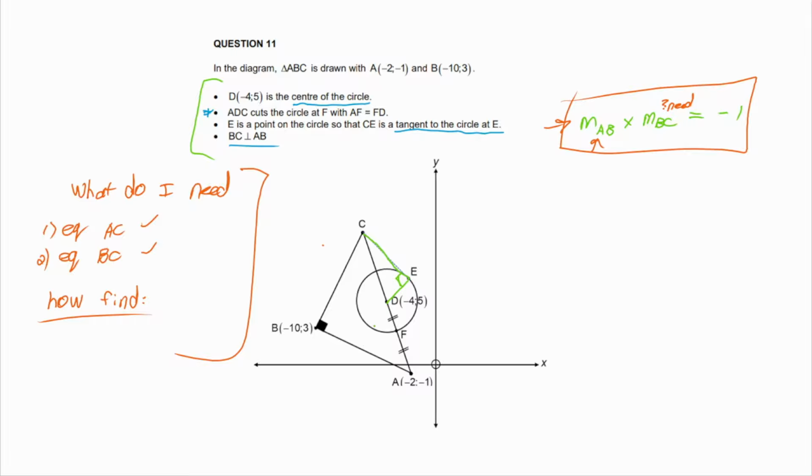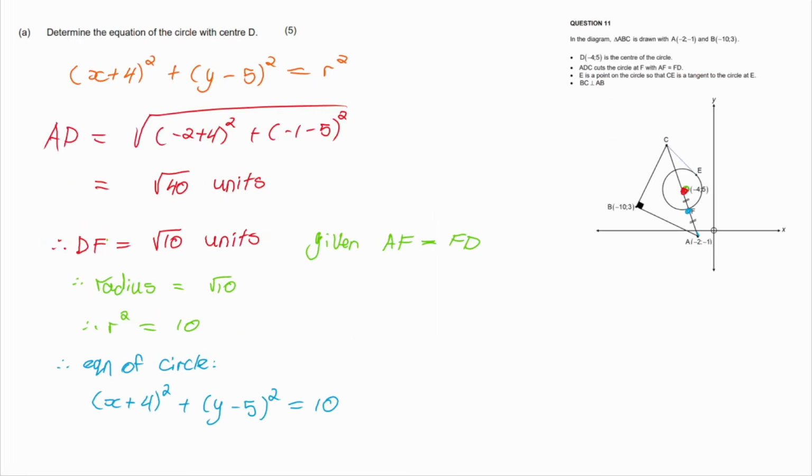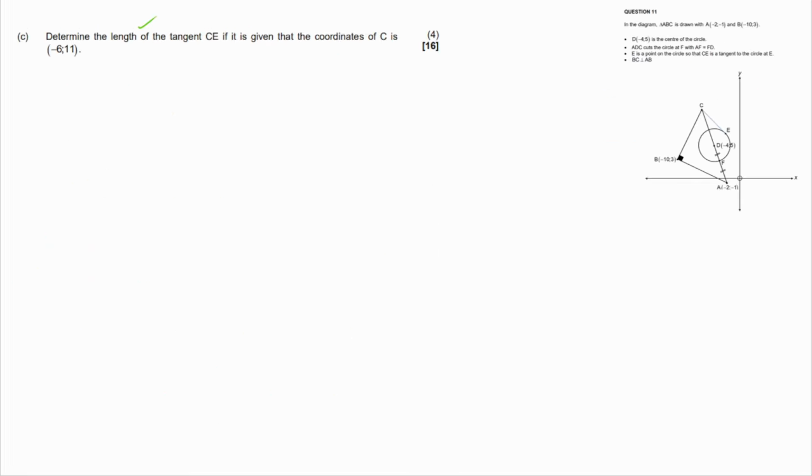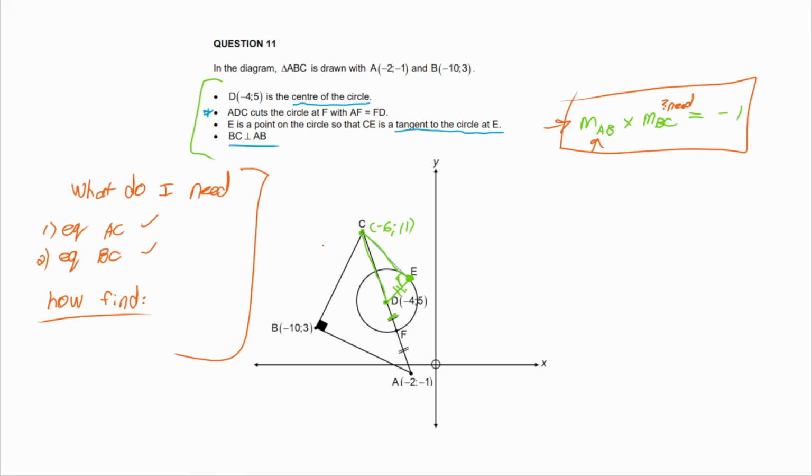All right. So what we could do is we could do Pythag. But the problem with Pythag, well, let me fill in this. We know it's -6, 11. We could do Pythag because we could work out the length of CD. But we can't really find the length of DE, because we can't apply the distance formula to DE since we don't know the coordinates of E. But we know DE is a radius. So DE is going to be equal to DF, and we've already found DF over here. So we can apply Pythag.